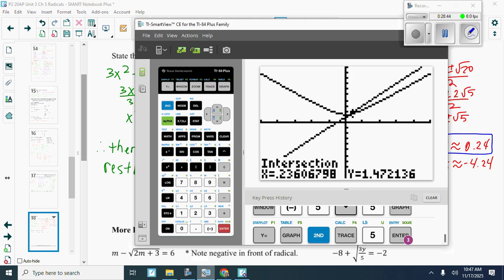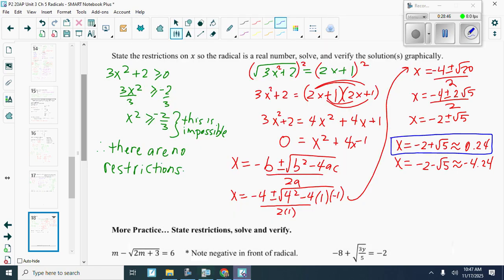Because there's no intersection at -4.24, we can say that this one is the extraneous one. That's the difference between verifying algebraically, where you would substitute it in and the left side doesn't equal the right side, and graphically, where there's visually no solution.